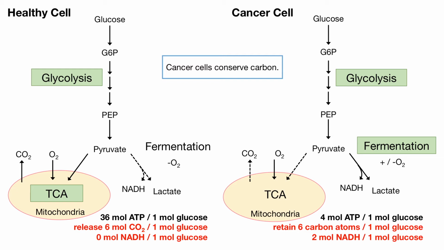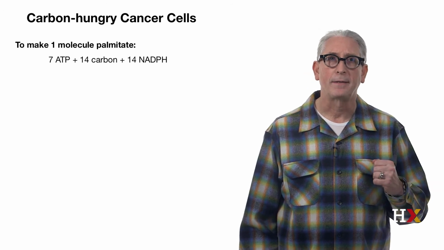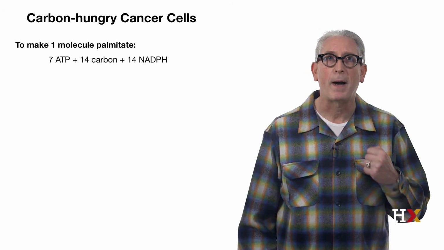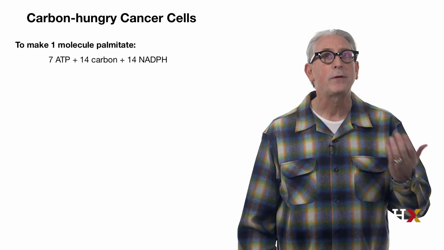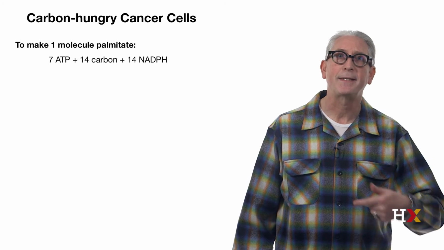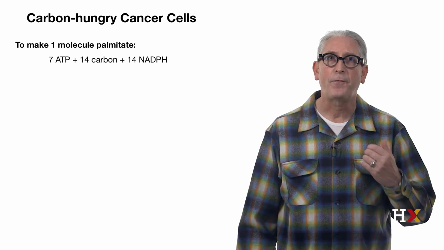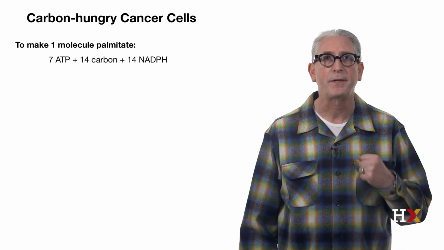Lactate, produced by cancer cells, can be recycled in the liver via the Cori cycle and produce more glucose that can be used by cancer cells. Which is more important to a cancer cell, ATP production or biomass? Let's look at the numbers. Cancer cells need to make proteins, nucleic acid, and lipids. Let's use palmitate, a fatty acid found in membrane lipids, as an example.